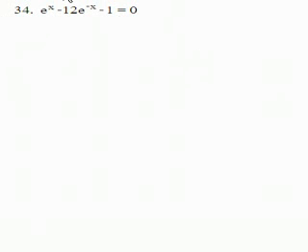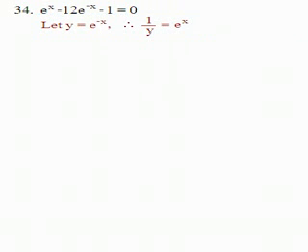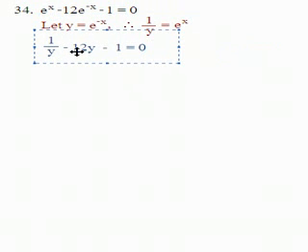So I set out by letting y equal e^(-x). And if y equals e^(-x), therefore 1/y would equal e^x. So I would substitute y in for the places that I said x would be. And so that gives me a new equation: 1/y - 12y - 1 = 0.